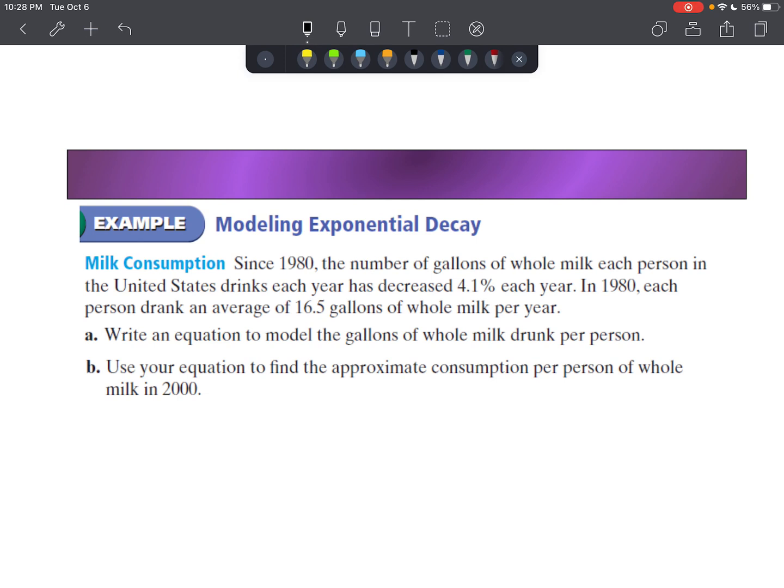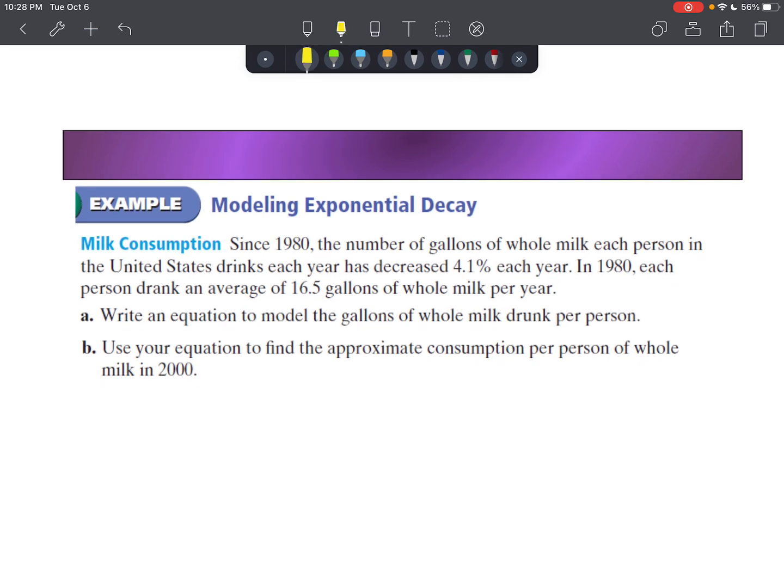Now, they're talking about whole milk because not many people drink whole milk anymore. A lot of people started drinking 2% milk. So that's why the number of gallons of whole milk has exponentially decayed over the years, because it's been replaced by something that's a little bit healthier in 2%.